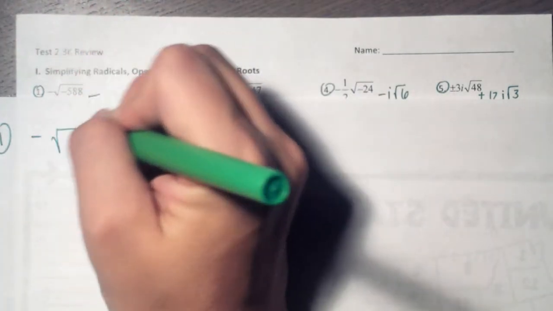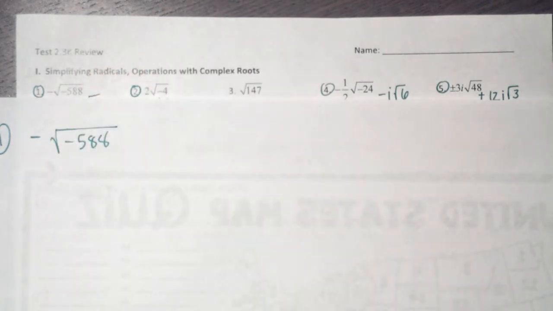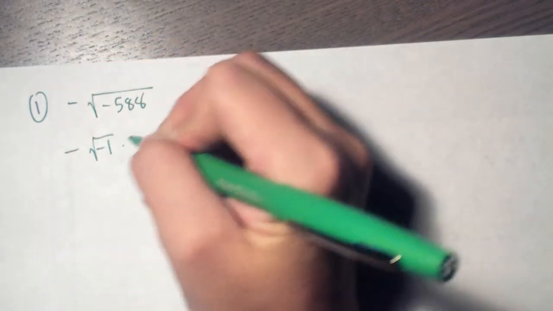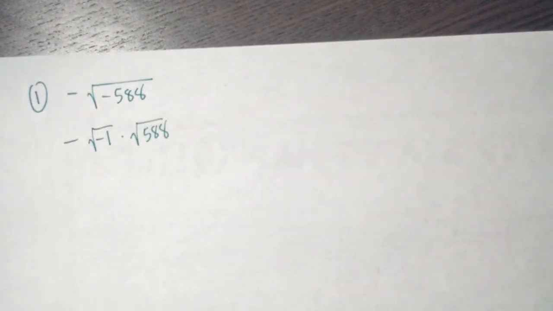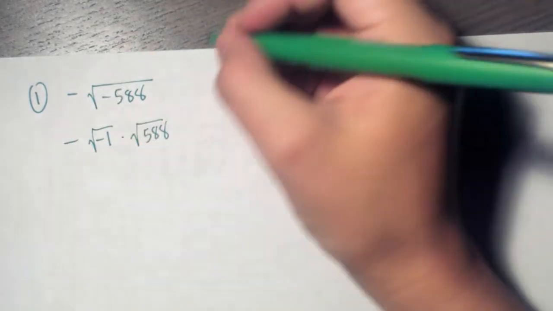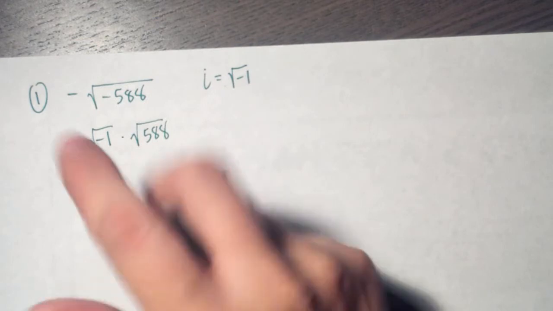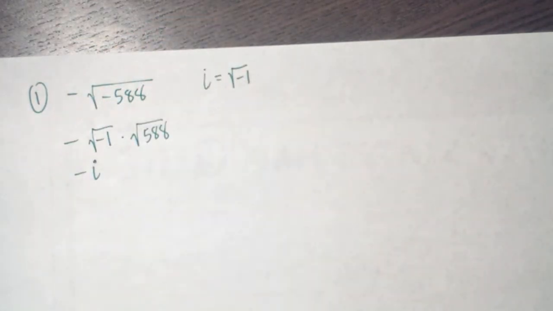I have negative square root of negative 588. And so what I want to do first is, I have a bunch of negatives going on, so I'm going to break this down. This can be broken down into negative 1 times the square root of 588. Now, the square root of negative 1, if you guys remember, i is equal to the square root of negative 1. So I can replace the square root of negative 1 with i. And for the square root of 588, I have to simplify the radical.